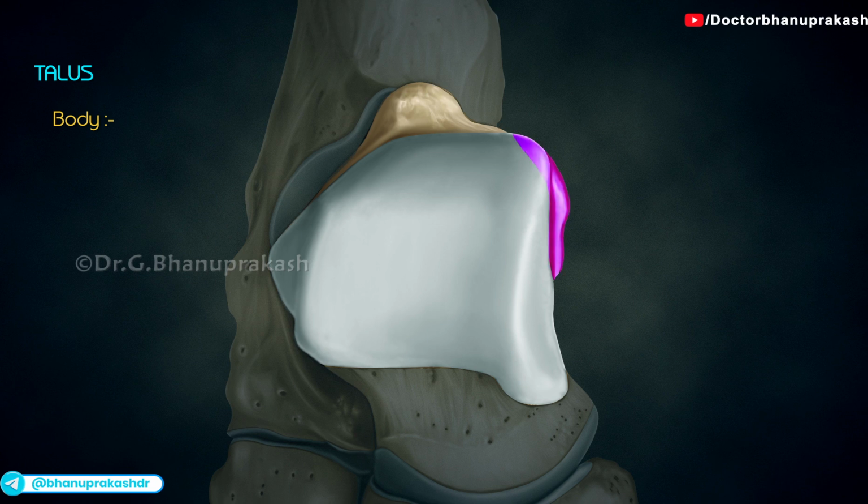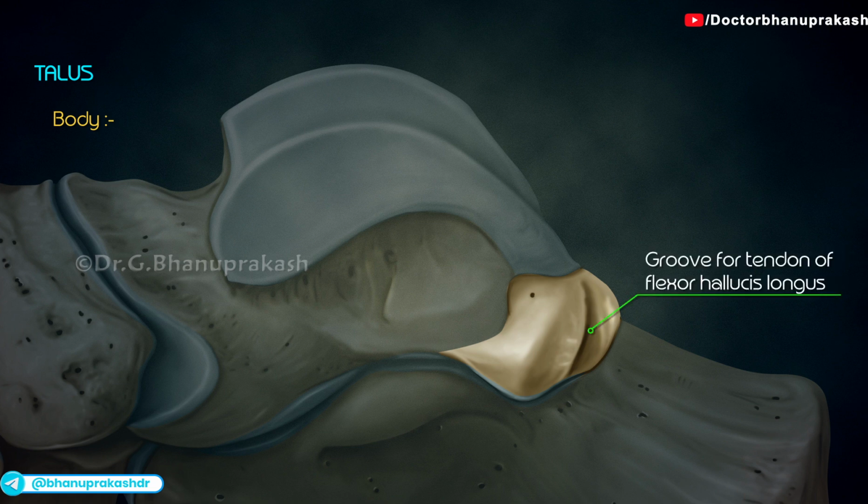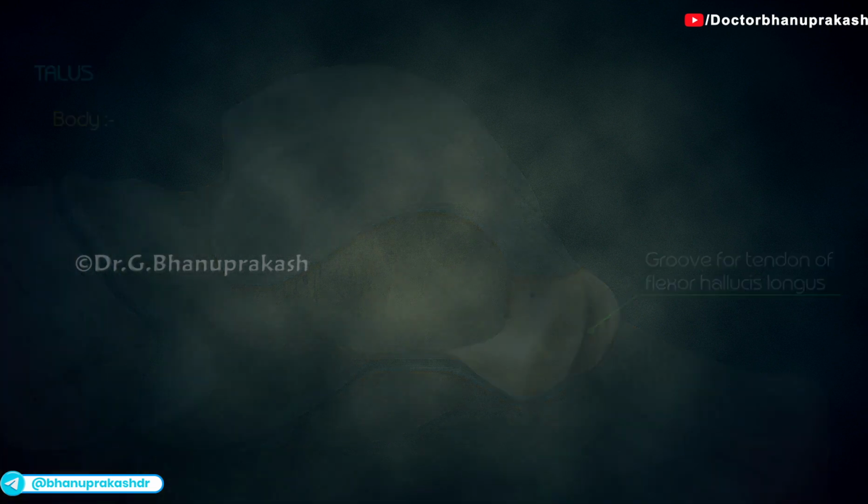Medial surface. Its upper part has a facet which articulates with the medial malleolus. Lateral surface. It has a facet which articulates with the lateral malleolus. Posterior surface. It projects backwards as the posterior process of the talus. It also has a groove for the tendon of the flexor hallucis longus.